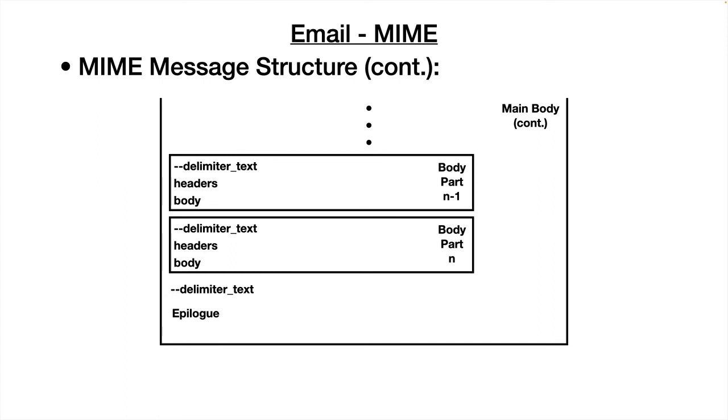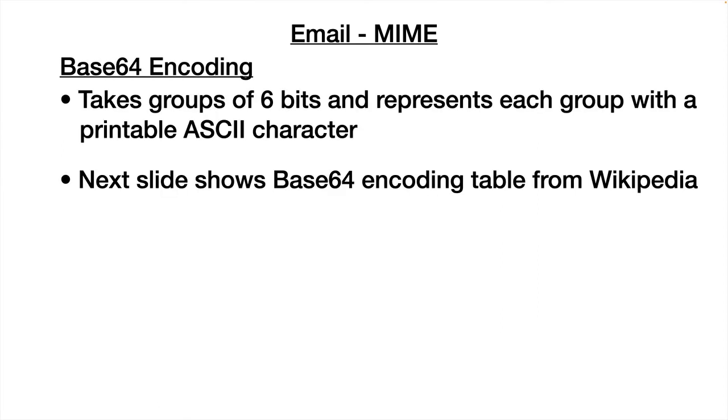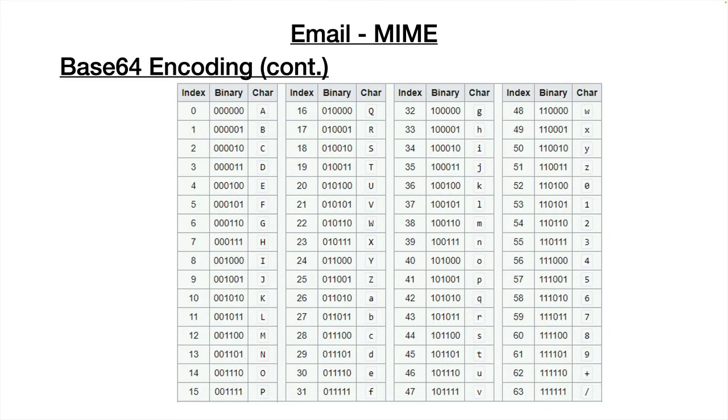Another thing that we often have with MIME encoded email is encoding methods. And Base64 is one of the ones I want to talk about. It's very popular. What it does is it takes our message and splits it into sets of 6 bits. And then it represents the value for each group of 6 bits with a single printable ASCII character. The next slide is going to show the encoding table. I like the one that's on Wikipedia. So this is what the encoding table looks like.